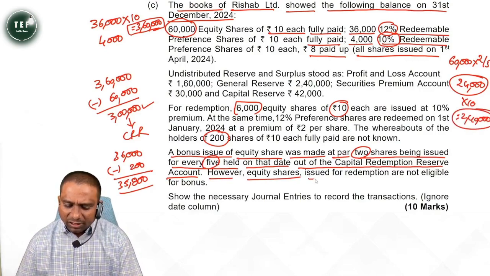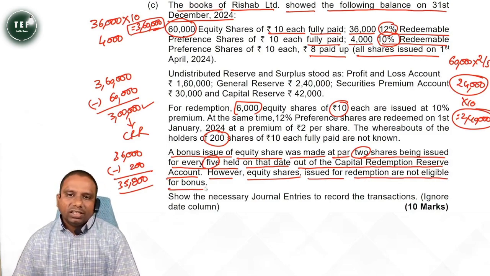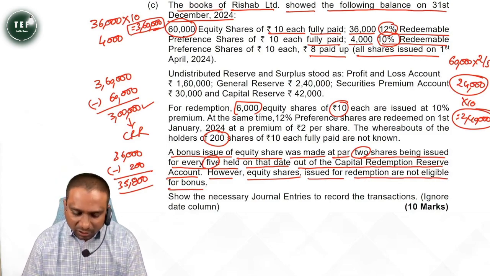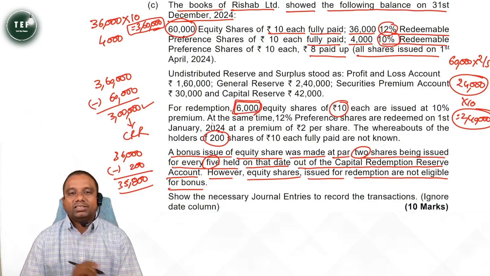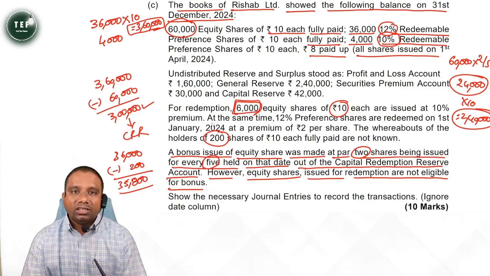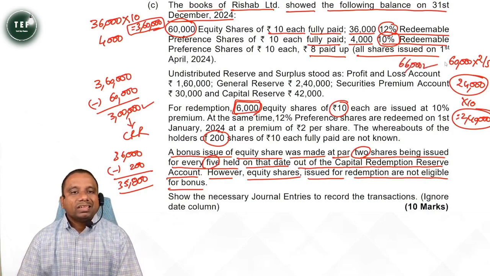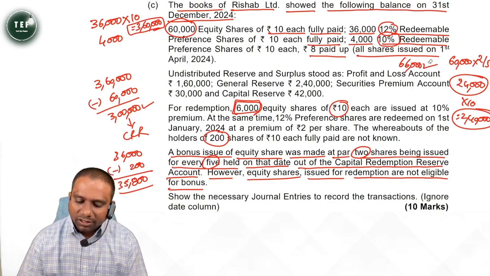However, equity shares issued for redemption are not eligible for bonus. See, here we have issued fresh equity shares. They are not eligible for bonus. Suppose if they were also eligible, then the total number of existing shares would be 66,000. Is it clear, students? Yes.